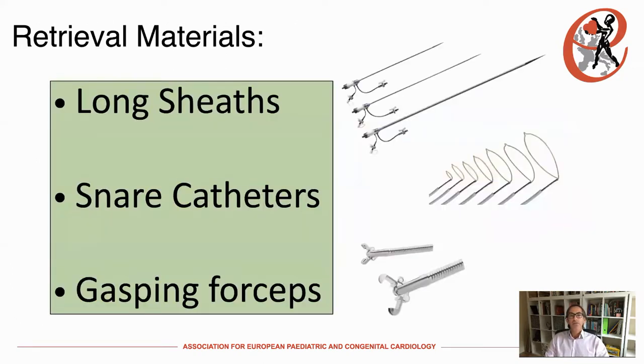Moving now to the retrieval materials available. These are the basic range that every cath lab has to store. This involves long sheaths, snares, and grasping forceps. Also get to know what is available in other departments such as vascular and interventional radiology. I've used the material that we usually stock in our lab as a guide, but this can change widely, so get to know your stock well and be familiar with its use.